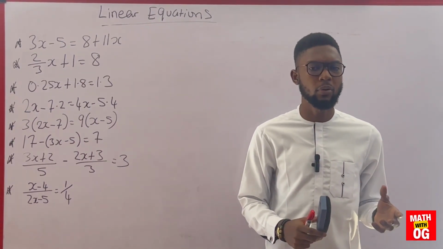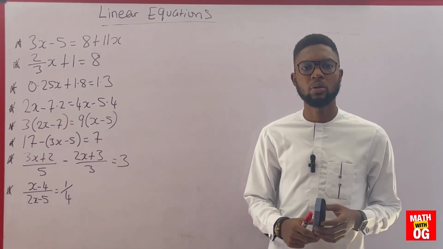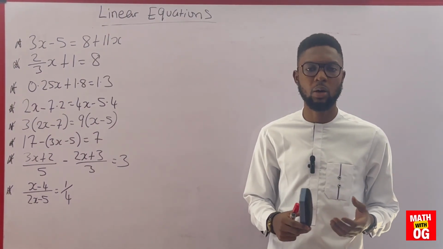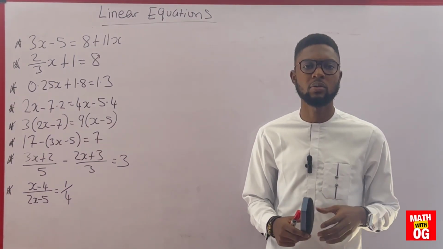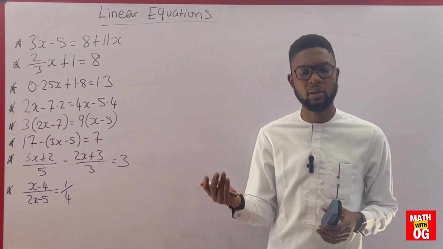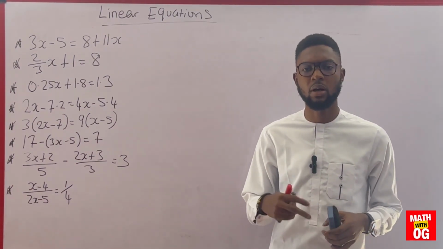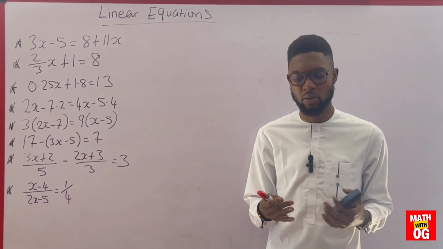Before we do that, what's an equation? An equation is a mathematical statement, or more than one mathematical statement, that has an equality sign, because the left hand side has to be equal to the right hand side for you to have an equation. You have a statement on the left, you have a statement on the right. Now the equality sign makes it an equation.